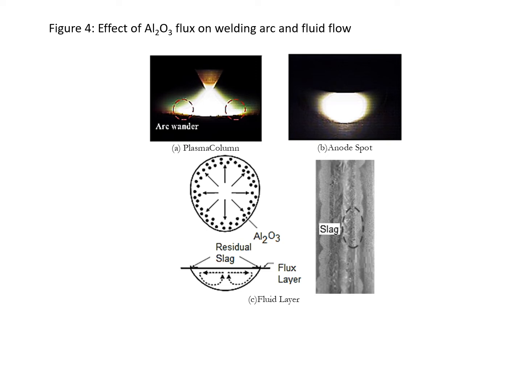Figure 4 shows the effect of Al2O3 flux on the welding arc and fluid flow. Here the TIG welding process with active flux containing Al2O3 powder seems unable to reduce the anode spot and constrict the plasma column, leading to a relatively wide and shallow weld morphology in comparison to conventional TIG welding. This result can be attributed to the alumina oxide particles in the weld pool during TIG welding with Al2O3 powder, which has been represented in this figure.